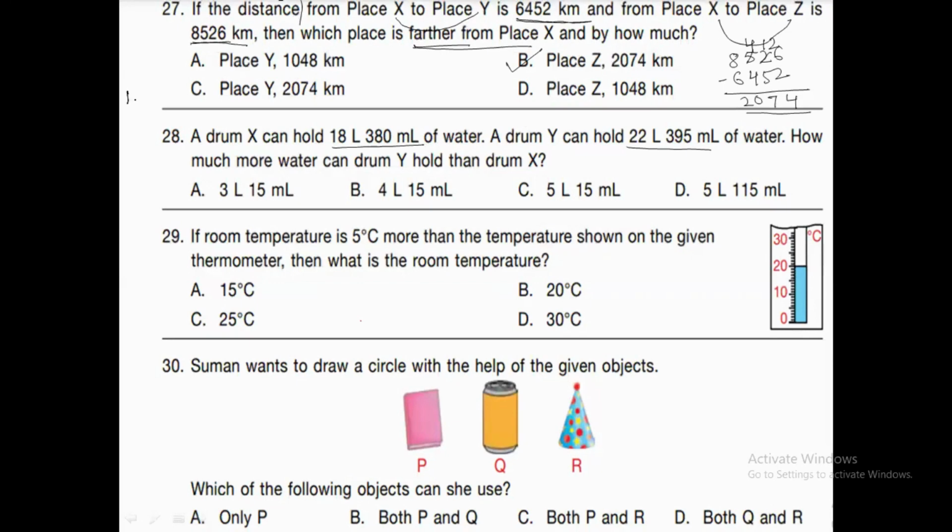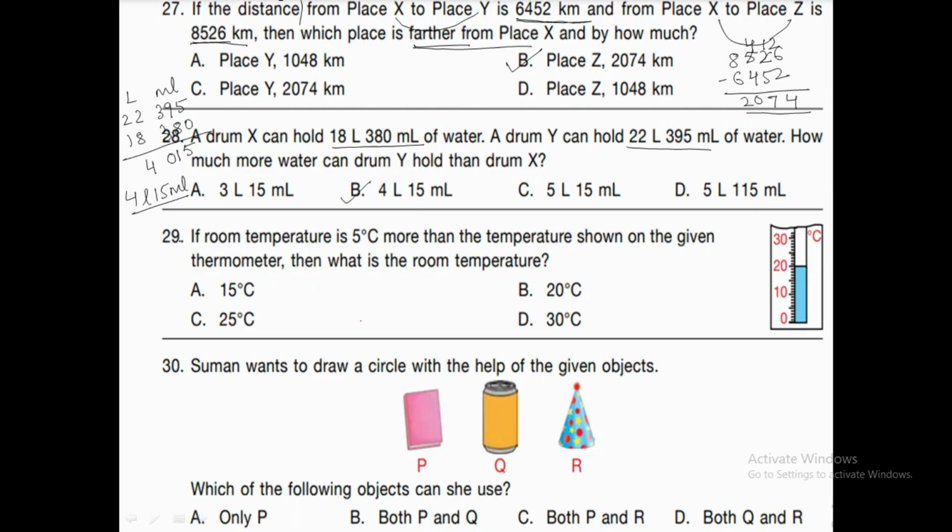So this is liter, this is milliliter. First is 22 liters and 395 milliliters, and the second one is 18 liters and 380 milliliters. We will subtract. So what we are getting, 5 minus 0 is 5 only, 9 minus 8 is 1, 3 minus 3 is 0. Now 12 minus 8 is what? 4. So what we are getting? We are getting 4 liters and 15 milliliters. So which one is our correct option according to that? Option number B.